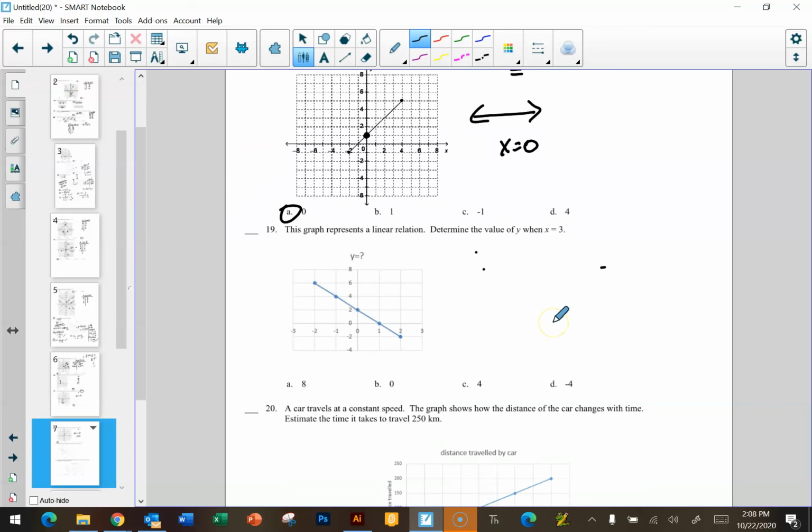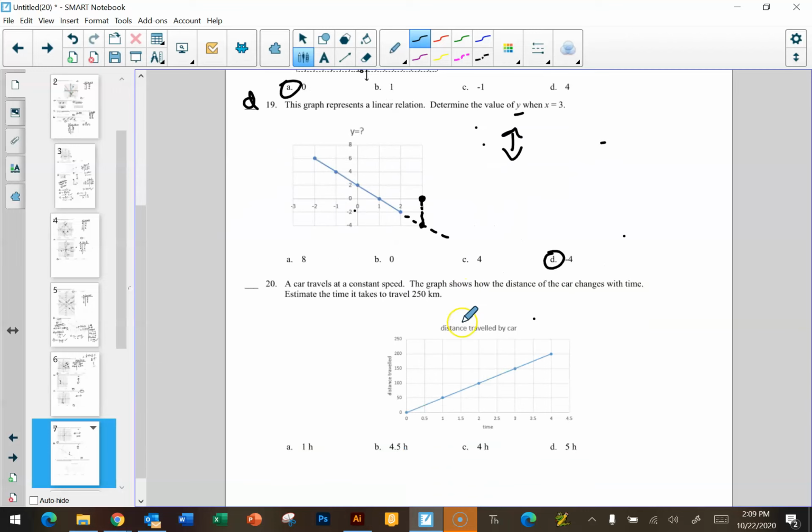Graph represents another easy one. Okay, y, so we know we have to go up or down. X equals 3, so let's go. Oh, we have to extrapolate on this one, because x equals 3 is actually not on our graph. But if we extrapolate and then find x equals 3, and we go down, what do we find? It's right about there, which is -4. So that's actually an extrapolation question because it goes outside of the graph we already have.